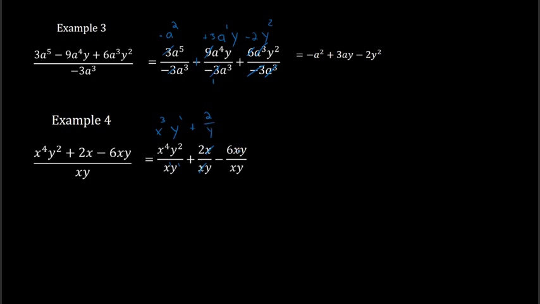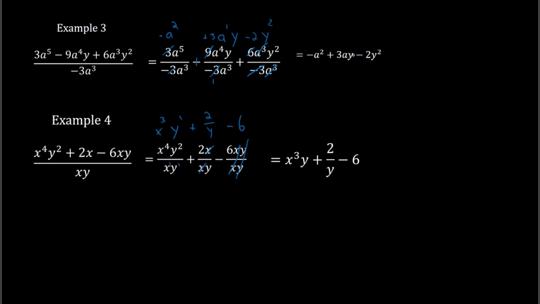And then the third fraction, the x's would cancel and the y's would cancel. I'm left with a minus x. So my answer when I divide is x cubed times y plus 2 over y minus 6. So notice in the first example that nothing has fractions anymore.